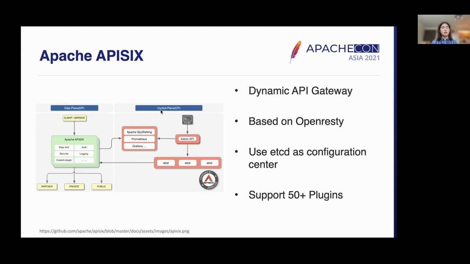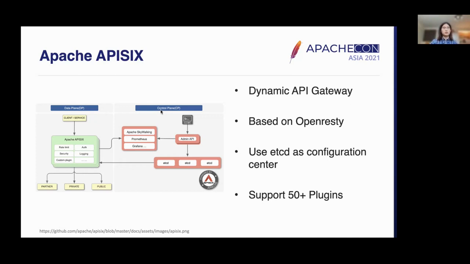Also, as you see on the graph, there are quite a lot of different functions of APISIX, say rate limiting, authentication, security, logging, or on the right side, observability. To achieve all those functions, we support quite a lot of plugins. We've already supported 50 plus plugins. So that's quite a large system.